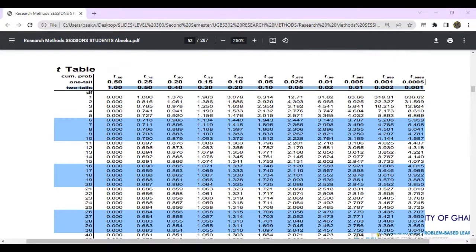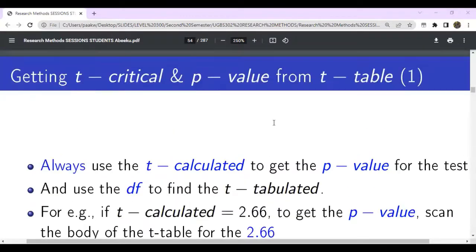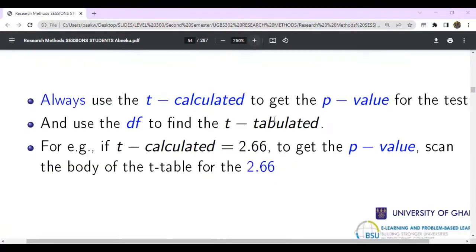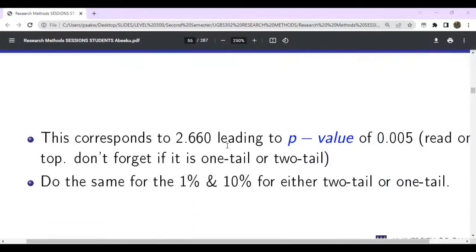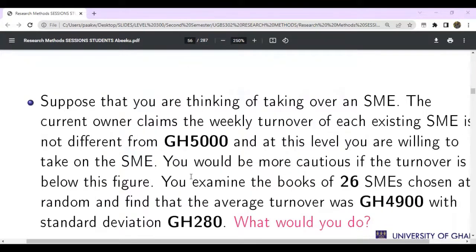Always use the T calculated to get the p-value for the test statistic, and use the degrees of freedom to find the T tabulated. So we come to this table, we know how to use it. Let's take the first example here.